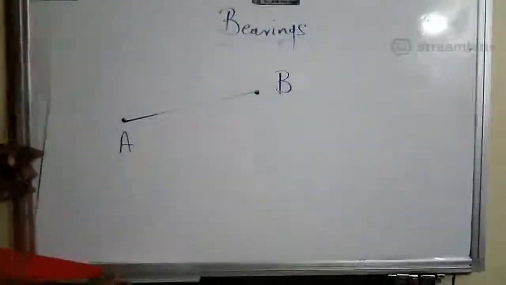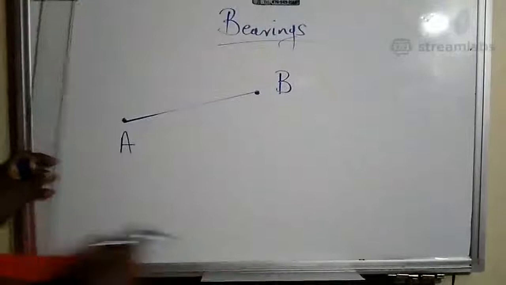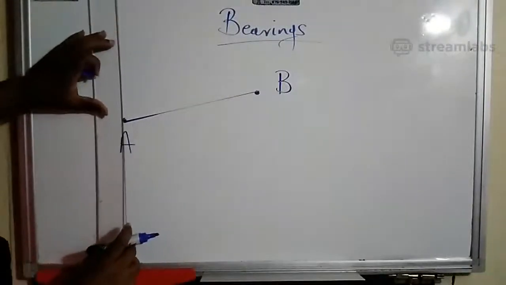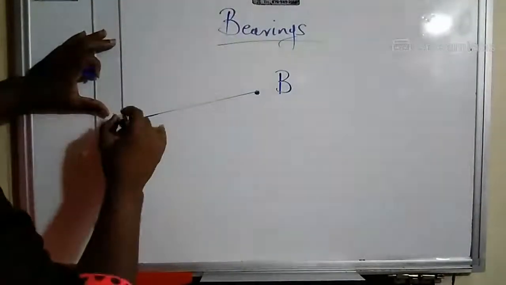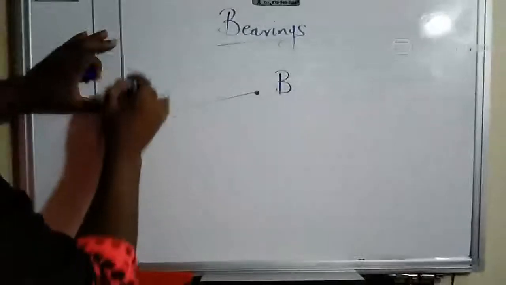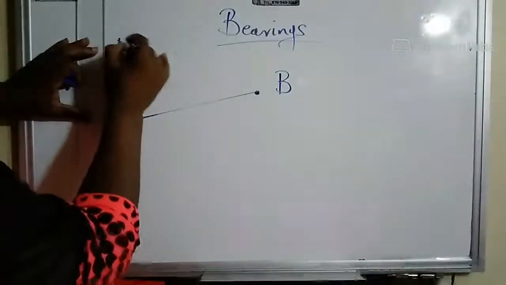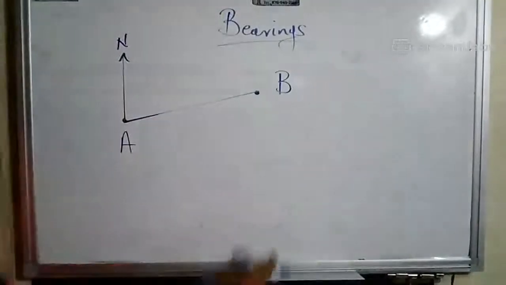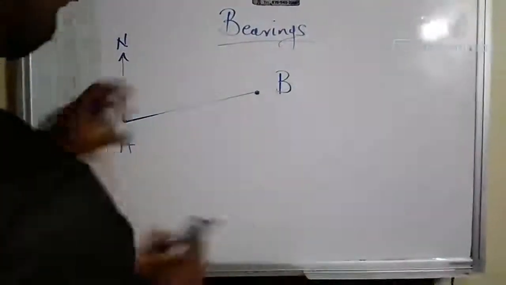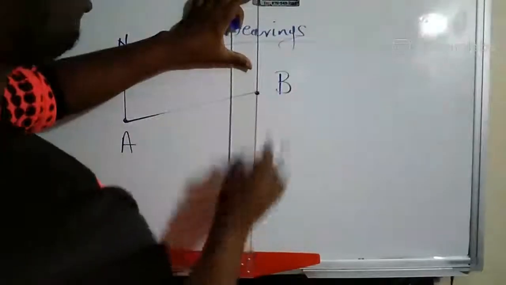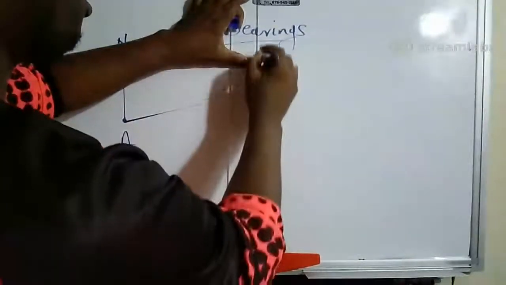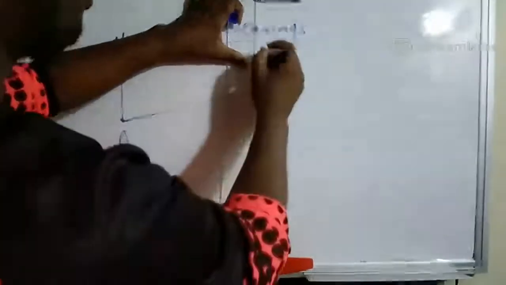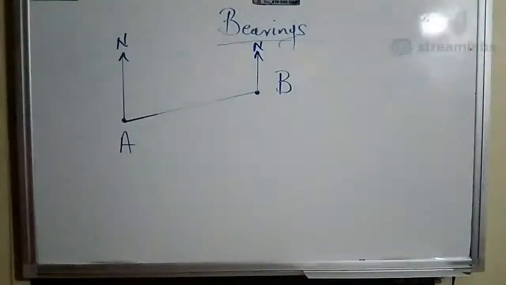So remember guys, we must have our north line. The north line is the starting point and it must go in a clockwise direction. So here we have our north line, and for this one also we will have our north line, even though this is the point. So all of them, once you're getting a direction, it's from the north point. Alright, so both of them, that's cool.